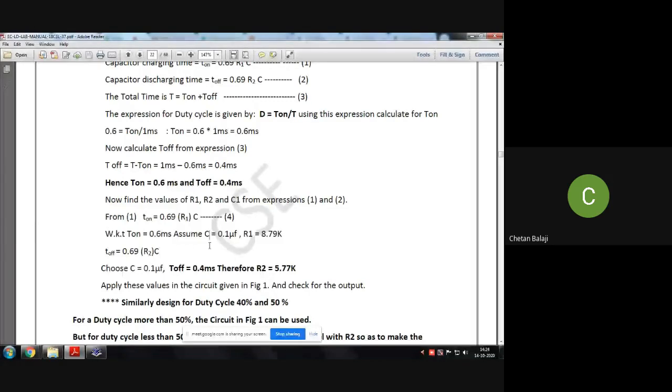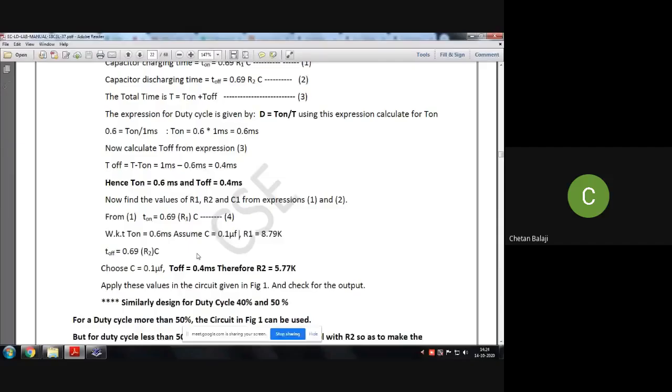Okay, so what I do is I'll assume my C equals 0.1 microfarad. Once you assume 0.1 microfarad, the formula changes like this: t on equals 0.69 R1 into 0.1 microfarad. If you do the normal mathematical calculation, R1 will have a value of 8.79 K. Write it down. Similarly, apply for the second one, t off. Write down this line, more lines.